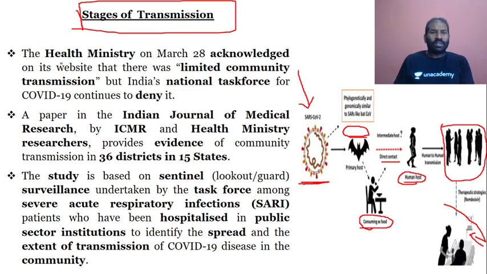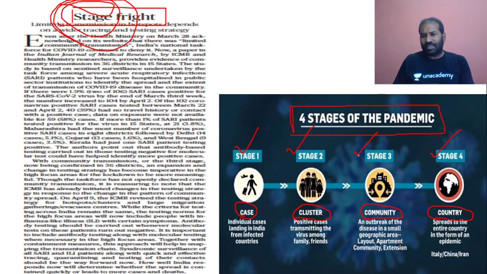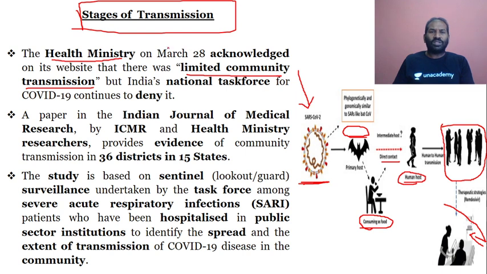So when we look at it, the health ministry has made a statement that there is a limited community transmission. Please do understand here, limited community transmission. We spoke about the third stage being community transmission. And what did the health minister say? On March 28th, he acknowledged on the health ministry website that the kind of spread of virus in India is a limited one. Please do understand, he didn't go ahead with community transmission. He said it's a limited community transmission, but India's National Task Force for COVID-19 continues to deny it.